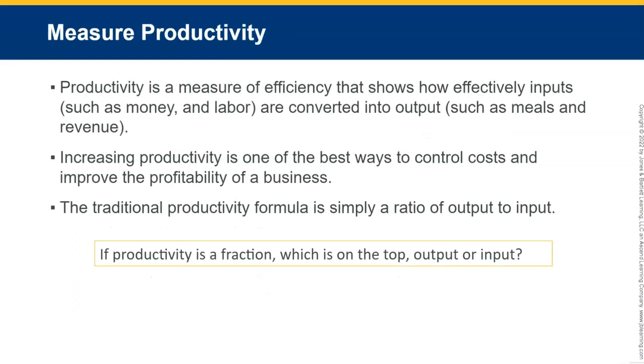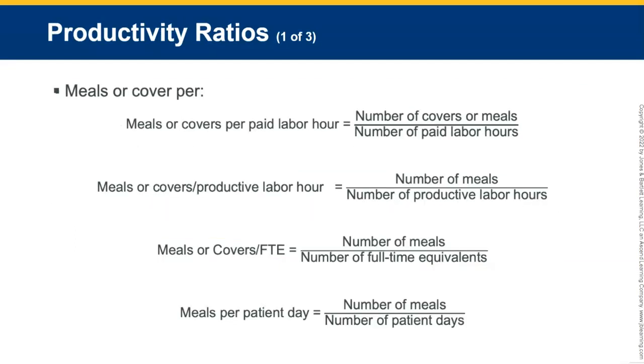When we're talking about productivity, it is a measure of efficiency that shows how effectively inputs like money and labor are converted into outputs like meals and revenue. So increasing productivity is one of the best ways to control cost and improve the profitability of a business. The traditional productivity formula is simply a ratio of output to input. All of these formulas are to measure productivity.